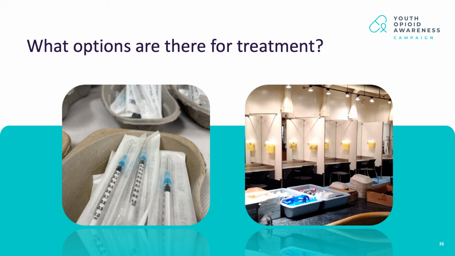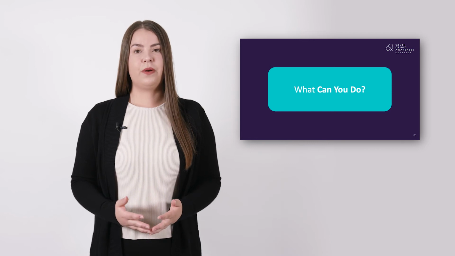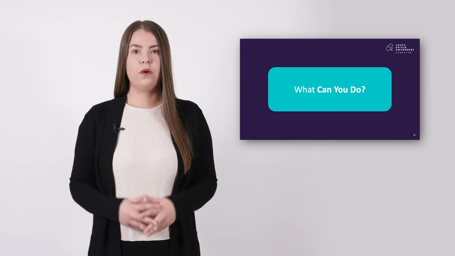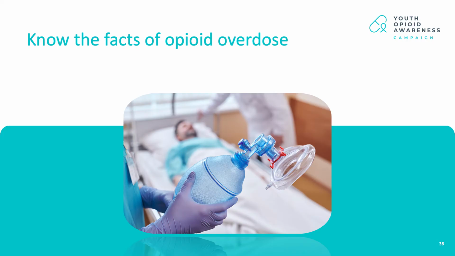Examples of harm reduction are using substances in a safe environment with people around and having needle exchange programs for people who inject drugs. Now that we've covered all of the basics about opioids, let's discuss your role. Let's say you find your friend and you think they might be experiencing an overdose. What can you do?